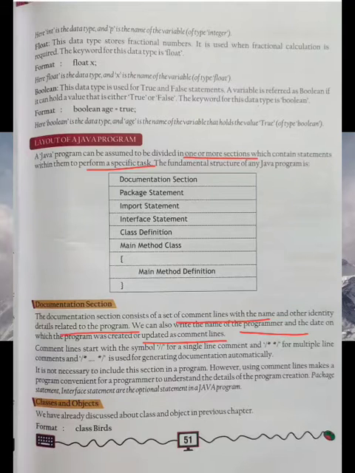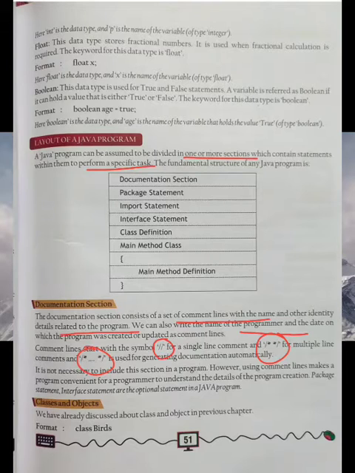A comment line starts with a symbol. You can see the symbol here. This is the symbol for a comment line. For a single line comment, this symbol; for multiple line comments, this symbol; and this symbol is for generating documentation automatically. It will generate some documentation automatically on its own.